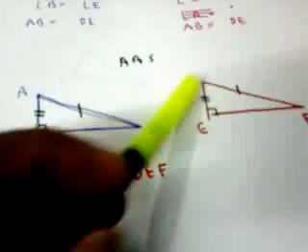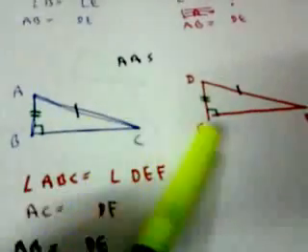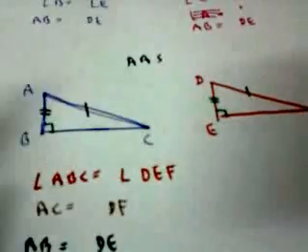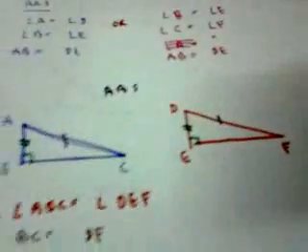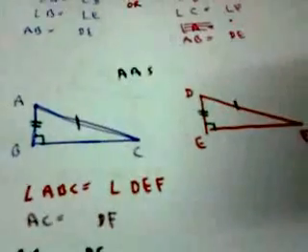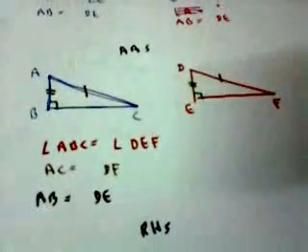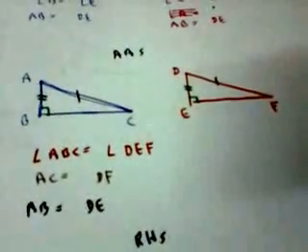Instead of AB equal to DE, if we have BC equal to EF, that means two right angles, hypotenuses are equal and BC equal to EF, then also we have right angle, hypotenuse, side congruence.